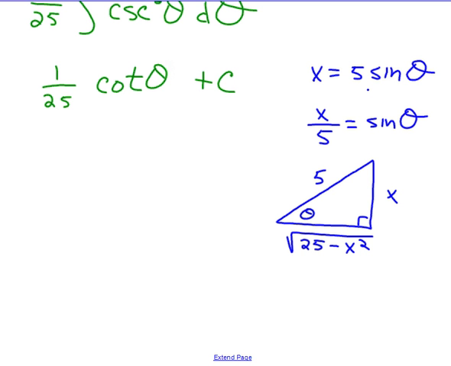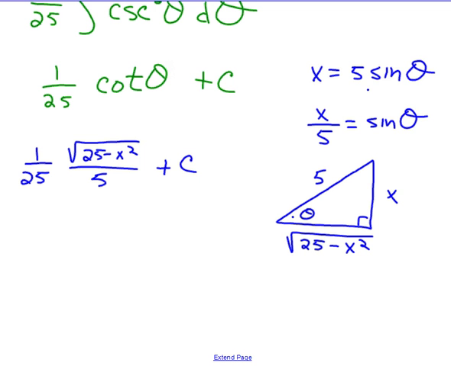And I could tell you an expression for cosine of theta, sine of theta, tangent of theta, cotangent of theta. When I come to replace up here now, my 1 over 25 stays here. Cotangent of theta, I'm going to replace with the ratio of cosine of theta over sine of theta, or the adjacent over the hypotenuse. So if my theta angle is right here, my adjacent side is root 25 minus x squared. My hypotenuse is 5. There is a replacement for cotangent of theta, and I can add my plus c.